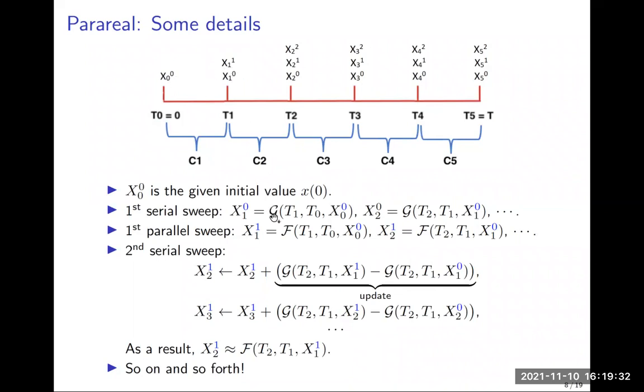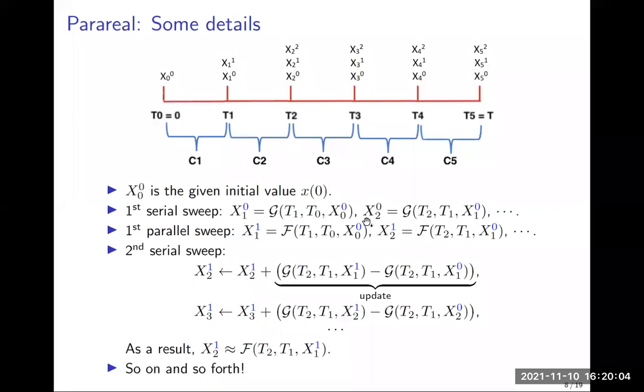Okay, so what I do is to use the coarse solver, propagate from T0 to T1 with initial guess x0,0. So then I get an initial value for this interior time point. And then I move on to the second one. Of course, I can do the same thing. I can just propagate from T1 to T2 using this value that I just obtained, x1,0, and so on and so forth.